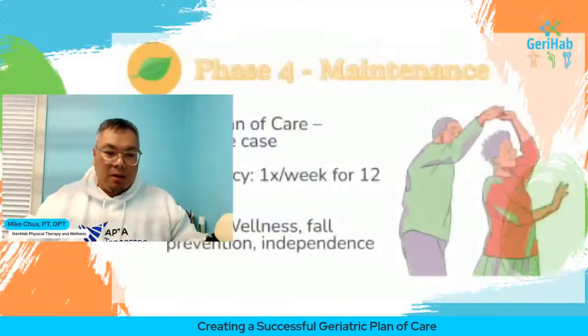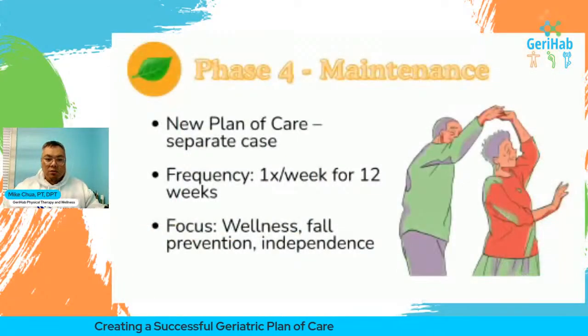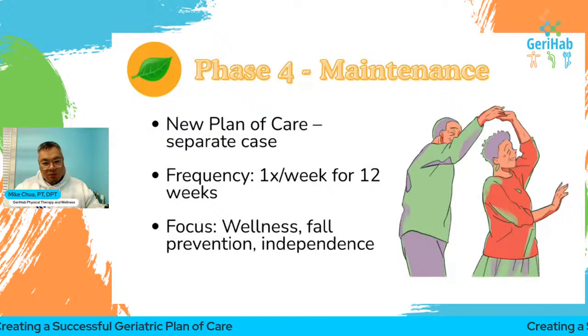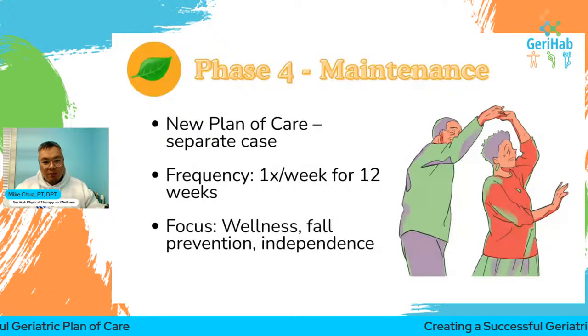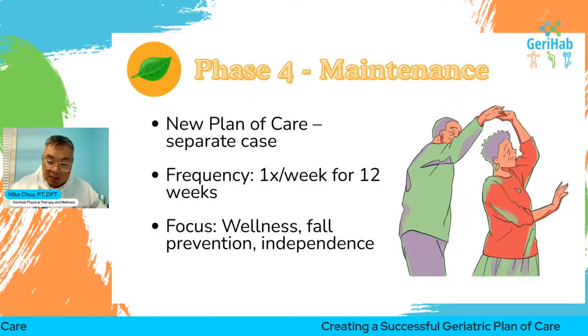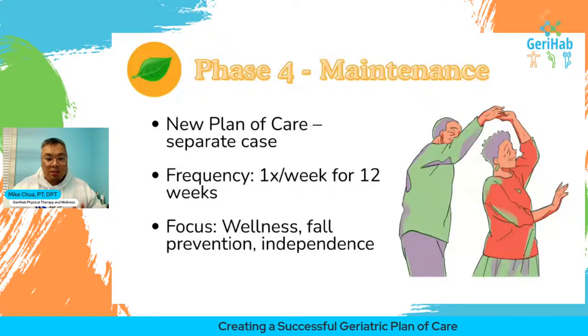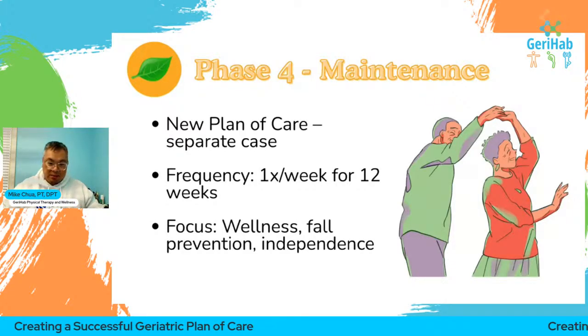Okay. So our goal is to take care of the patient and then bring out the best in them and then maintain them so they don't fall again. Okay. All right. So the usual frequency that we use for a plan of care in the maintenance is 1 time a week, especially for MS, Parkinson's, Alzheimer's, dementia. The focus is fall prevention and independence. All right.